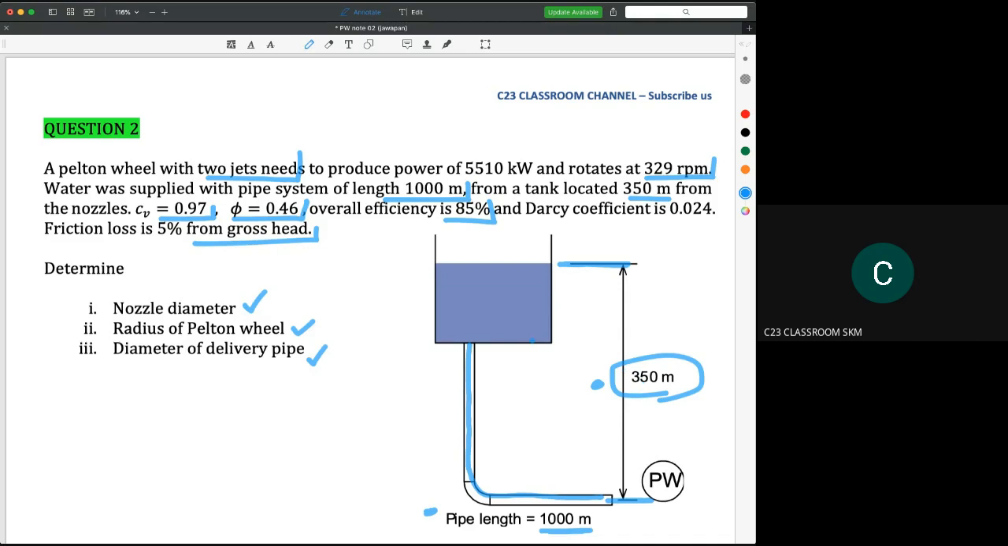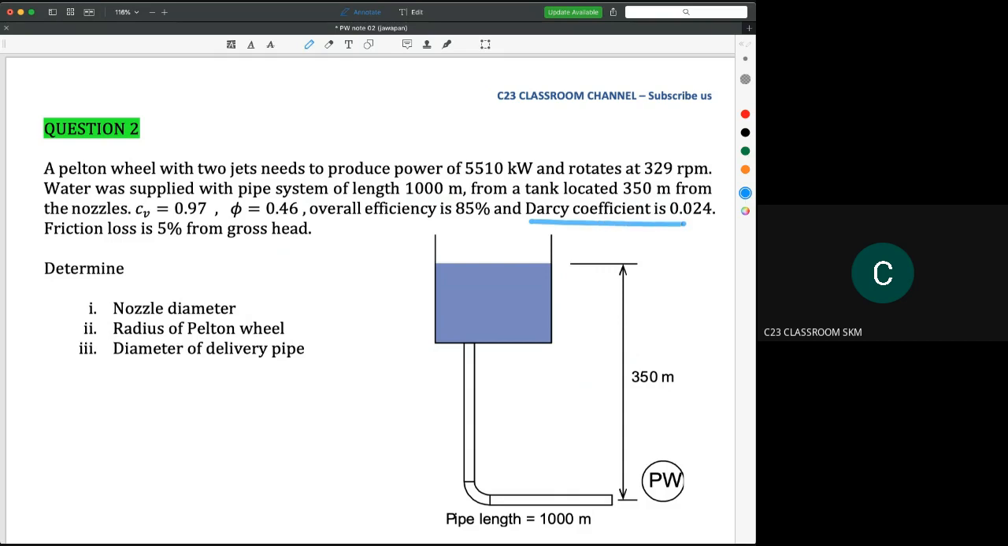Okay, that's one. And then from this equation, I hope you could make your revision on major and minor loss from fluid mechanics 1, because normally in Pelton wheel we will use that idea. Here in this question, you have the Darcy coefficient, which is the value of F in fluid mechanics 1. I think you already know how to determine the value of F from the Moody chart.